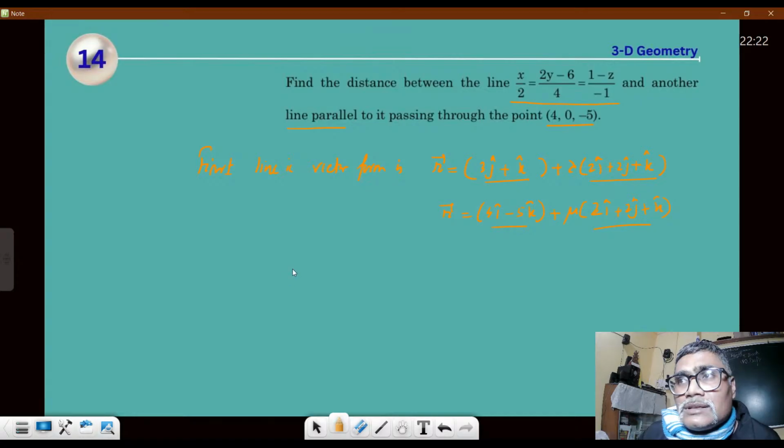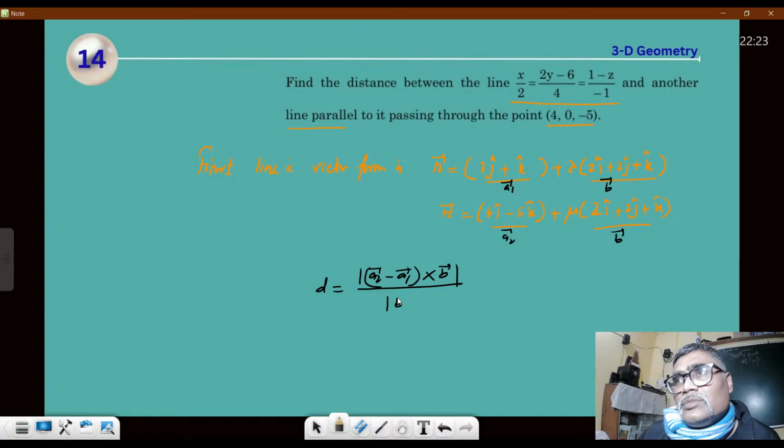What is the formula? I'll write it here only, so that you can remember that this is A1 vector, this is A2 vector. These both are actually not B1, B vector, because they are parallel, and your shortest distance formula is (A2 minus A1) cross B vector divided by magnitude of B. This is the formula you have to use. Be very, very clear about that.